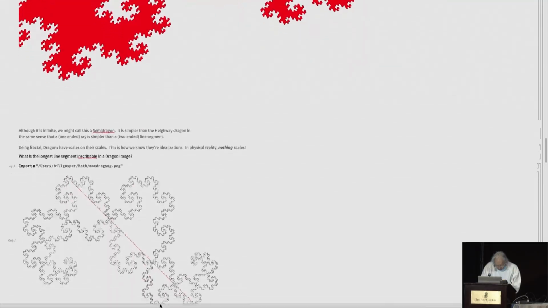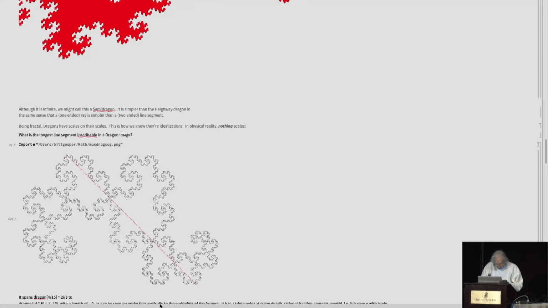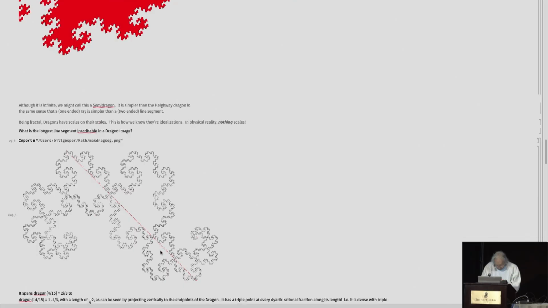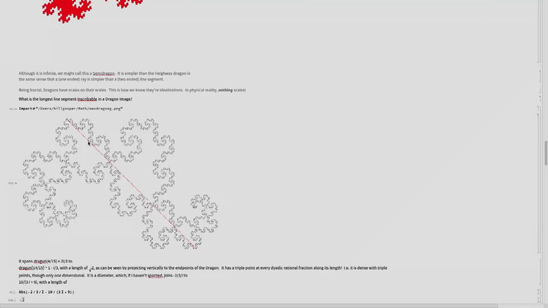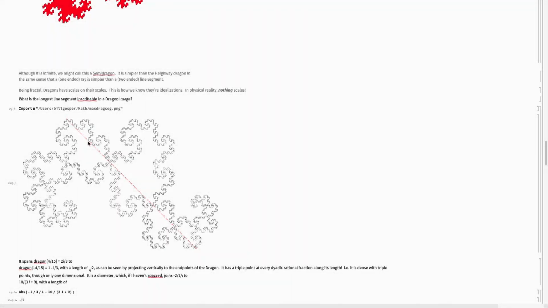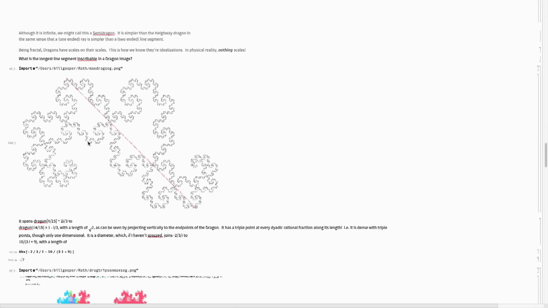And so now, here's another interesting, simple question that you can ask about dragons. Namely, what is the longest line segment that you can inscribe in a dragon? And it turns out to be √2 long. It turns out that it's dense with triple points. And the interesting question is, for instance, how many places does it touch the boundary? It turns out that here it appears to be touching once. That is a Cantor set. That's an infinite number of touches right there. So this is a really weird thing that you'd have to zoom in to demonstrate.